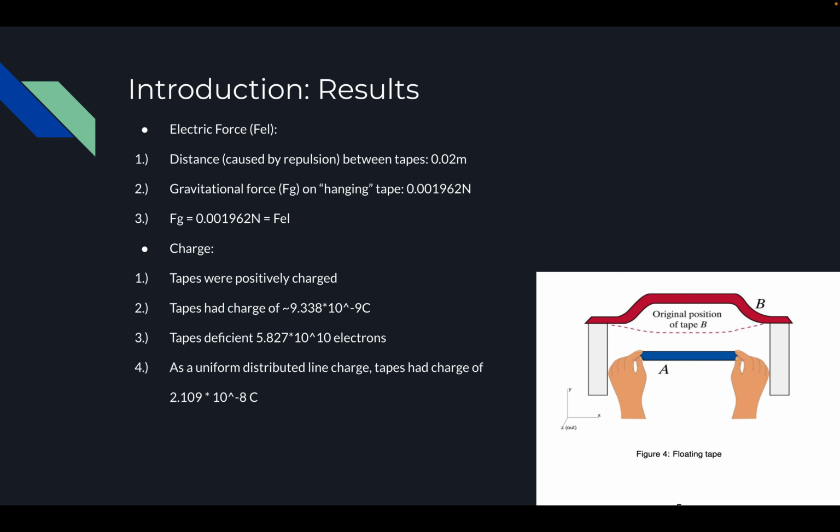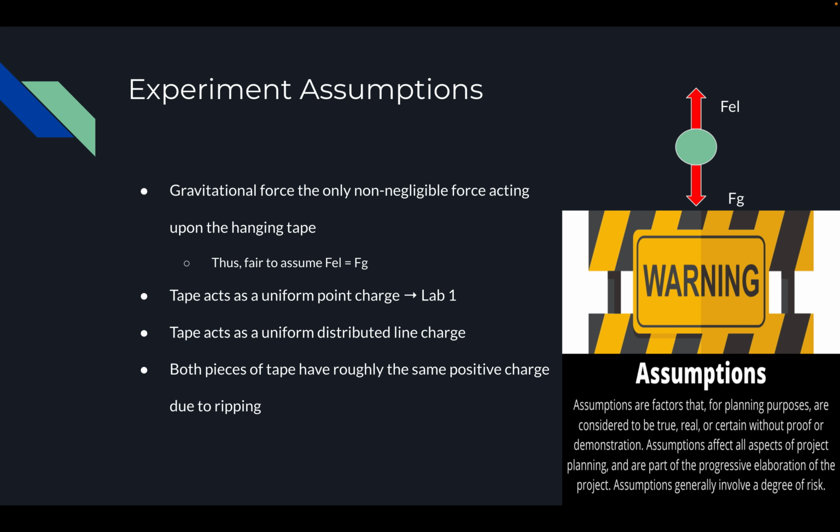So a brief introduction to the results is that the distance between the two tapes was 2 centimeters. I calculated the force of gravity acting on the tape to be about 0.002 newtons, and the electric force was just the opposite of that. We determined that the tapes were positively charged, and the tapes as a point charge had 9.3 times 10 to the negative 9 coulombs, and as a distributed line charge had a charge of 2.1 times 10 to the negative 8 coulombs.